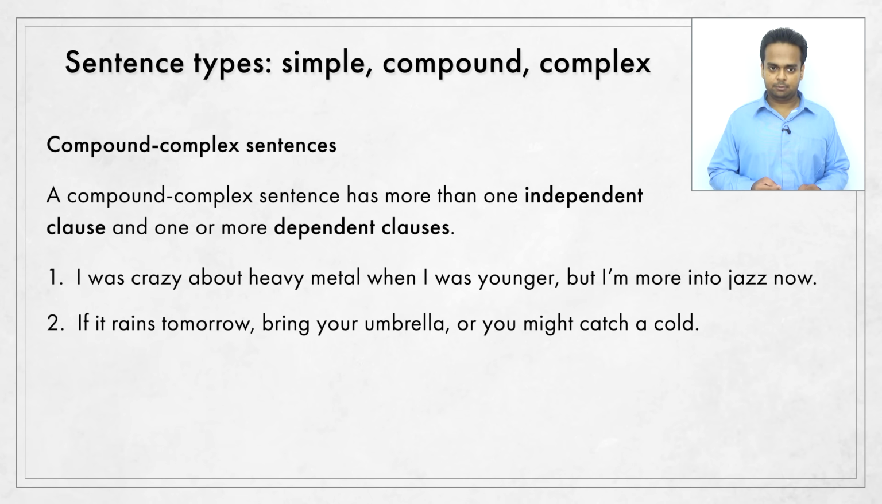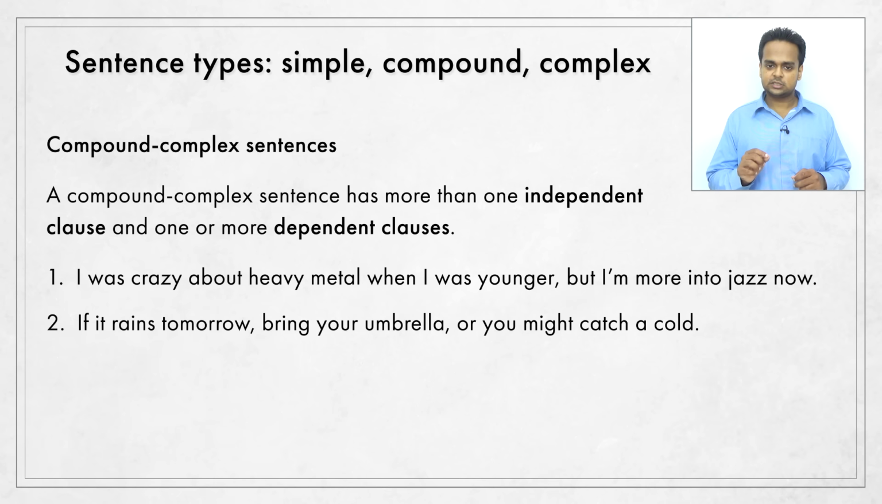Here's another example. If it rains tomorrow, bring your umbrella or you might catch a cold. Can you identify the different clauses here? Well, the first clause is dependent. If it rains tomorrow. Then there's an independent clause, bring your umbrella. Now you might be asking, how is this an independent clause? I don't see a subject here.